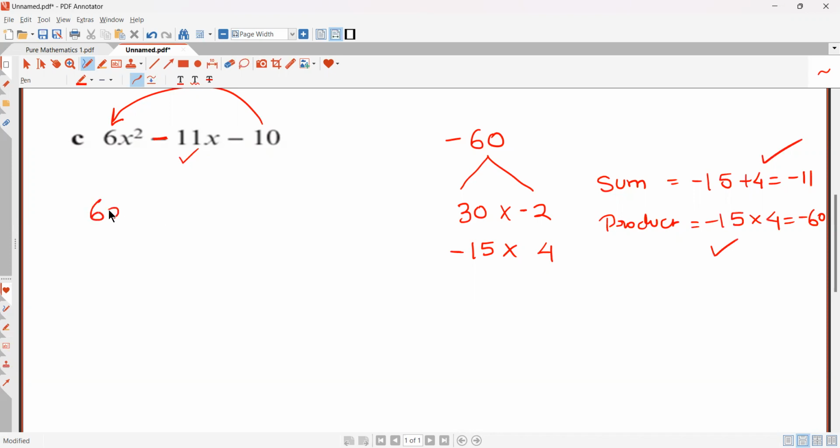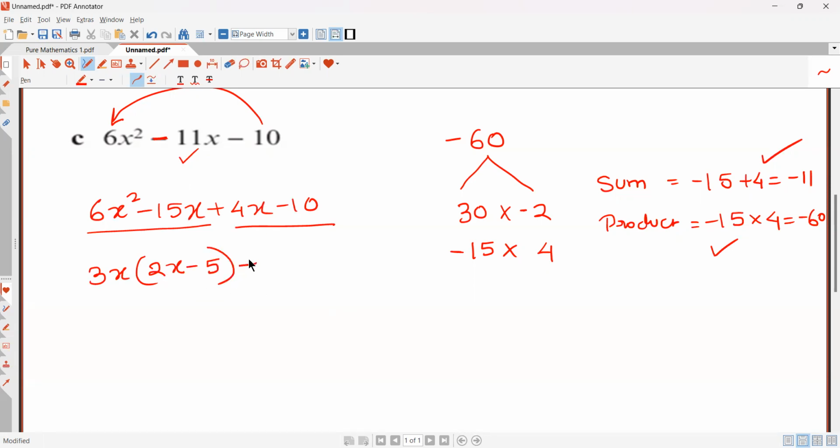So can I write 6x squared minus 15x plus 4x minus 10. Again, this 2 common. This 2 common. What is common here? 3. And what else? X. So can I write 3 2s are 6, x squared. If I multiply this, 3 5s are 15. This is the 2x minus 5. Here what is common? 2. Again, what I'm getting? X minus 5. 2x minus 5. Sorry. One check for these kinds of sums is that these two are supposed to be same. So it's going to be 3x plus 2 times 2x minus 5.